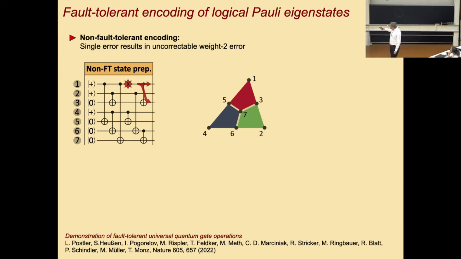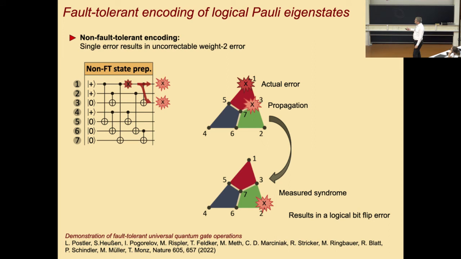But now, you see, if there's a single bit flip, say here, we encounter the problem that we've discussed a number of times. A single error in the encoding procedure would lead to two errors on your data qubits that we would confuse with an error on this other qubit, leading directly to a logical bit flip. So how can we circumvent this?